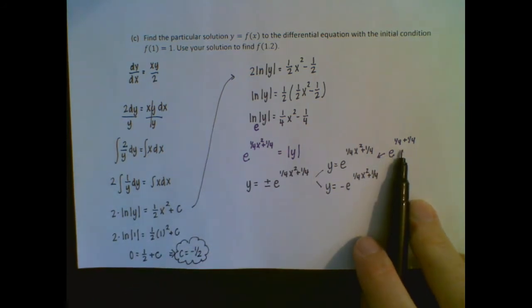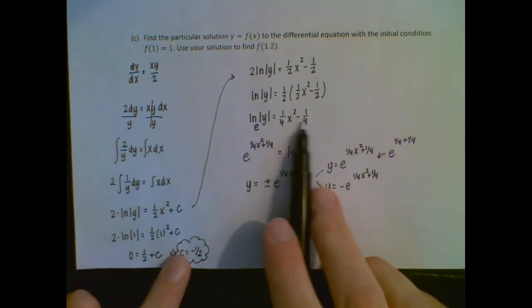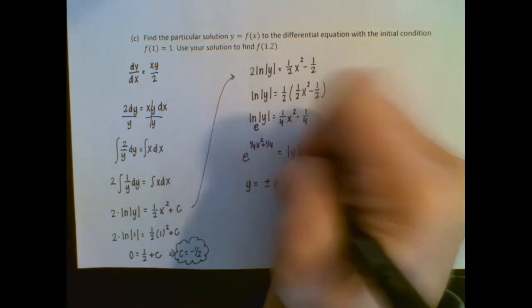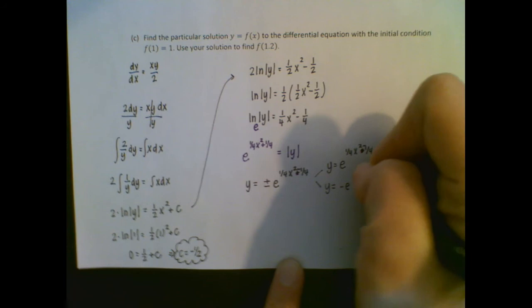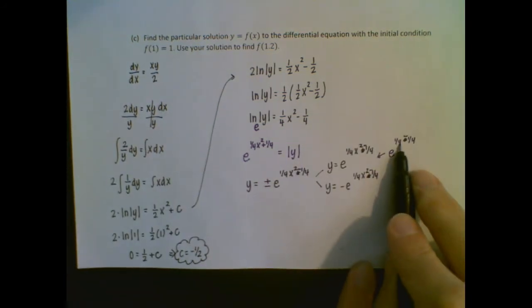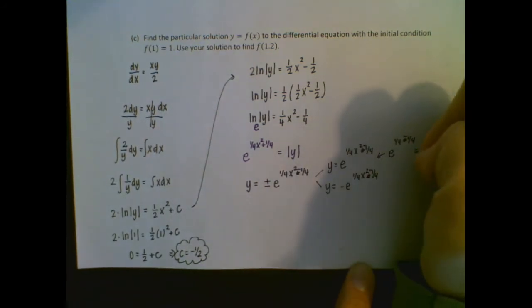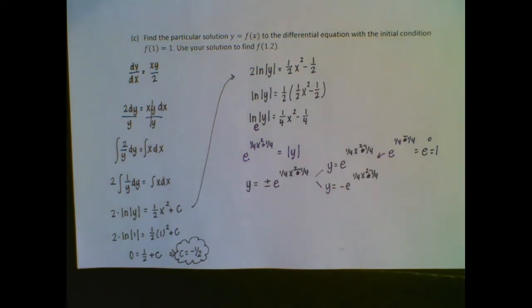plus 1/4. Oh, how did that become a plus? That should be a minus. Sorry, that should be a minus. I was wondering why that wasn't working. Because over here, if I do e to the 1/4 minus 1/4, that's really e to the 0, which is going to give us a 1.